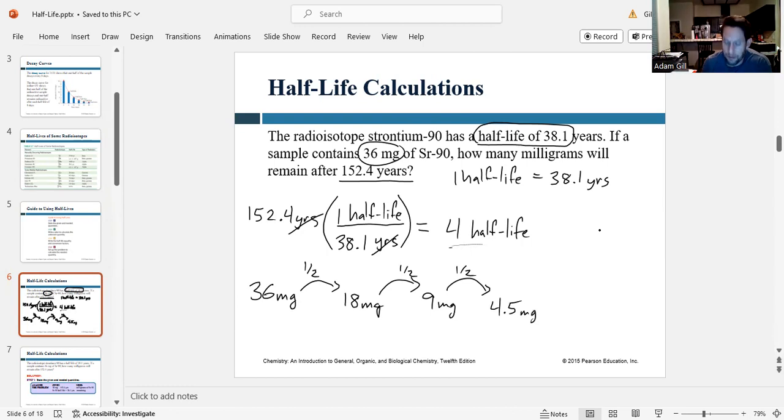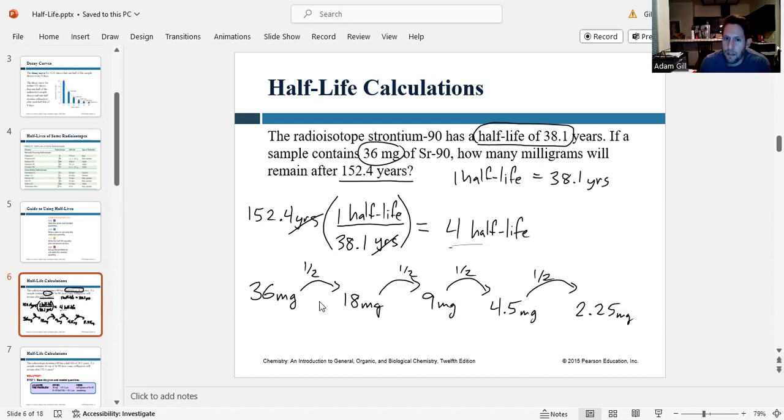And a fourth half-life decay, it's going to cut that in half again. 2.25 milligrams. And so this is showing that we are decaying our amount in half 4 times, 4 half-lives.